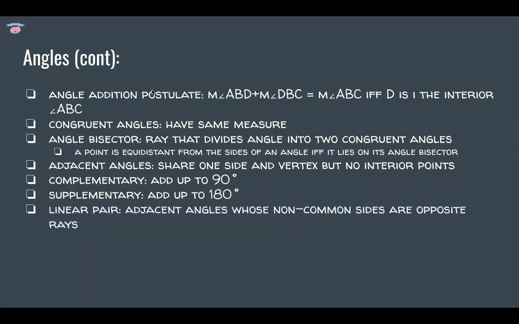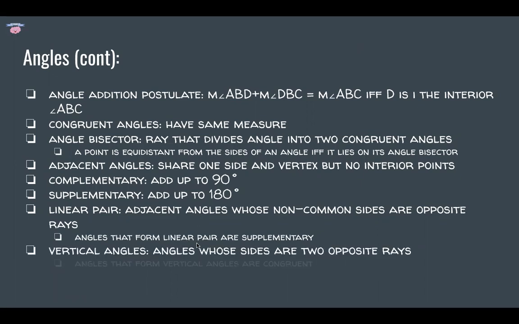A linear pair is a pair of adjacent angles whose non-common sides are opposite rays. So we have this. These are opposite rays, and these are the non-common sides. What do you notice about this? This looks remarkably similar to a figure we just drew. Angles that form linear pairs are supplementary. Right, these are supplementary angles. They add up to 180 degrees. It's a straight line. This is the linear pair theorem.